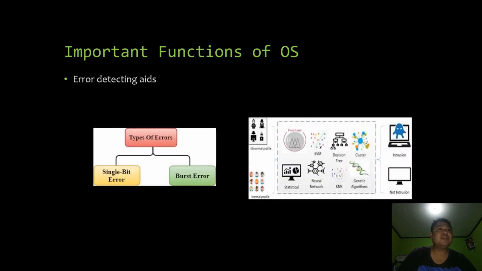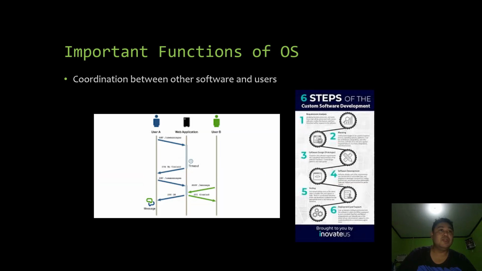For error detecting aids, error detection is one of the significant functions of operating systems, be it a single bit or a burst error. It will be performed in such a way that there will be a process for detecting and mitigating errors. Another important function of operating system is the coordination between other software and users. So this is called a system interface. Without system interface, there will be no such processes that might be of significance for the computer to run.